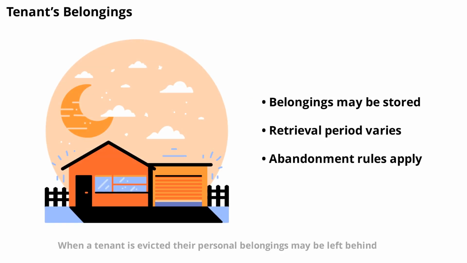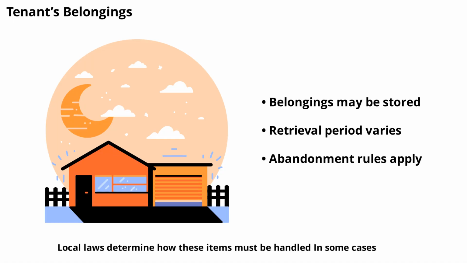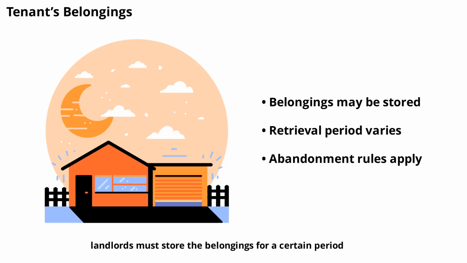When a tenant is evicted, their personal belongings may be left behind. Local laws determine how these items must be handled. In some cases, landlords must store the belongings for a certain period, giving the tenant a chance to retrieve them. In other cases, items may be considered abandoned and disposed of. It's important for both landlords and tenants to understand their rights and responsibilities regarding personal property after eviction.